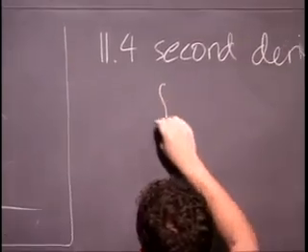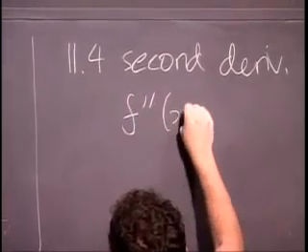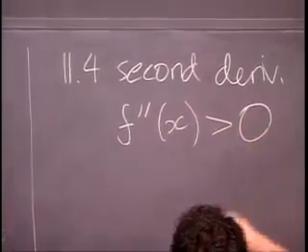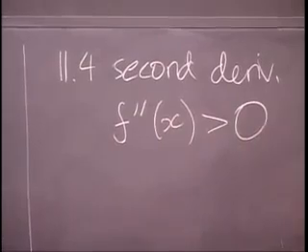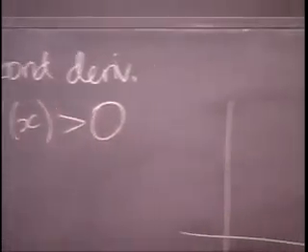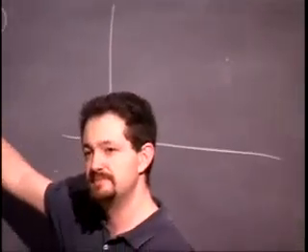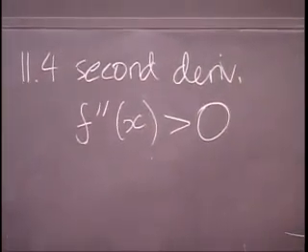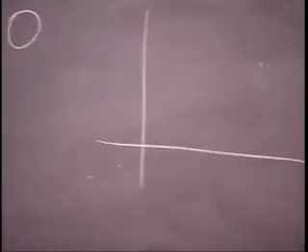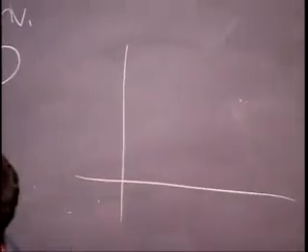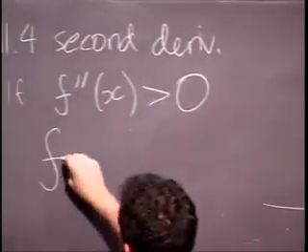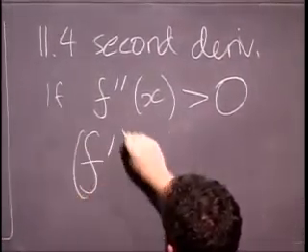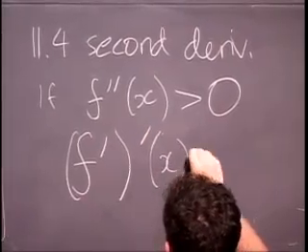And what I want to do is just suppose that f double prime of x is greater than 0 for some x. So what I want to know is, what can that function look like? What does this even mean? What does it mean to say f double prime of x is greater than 0? Think of this as the derivative of the derivative.